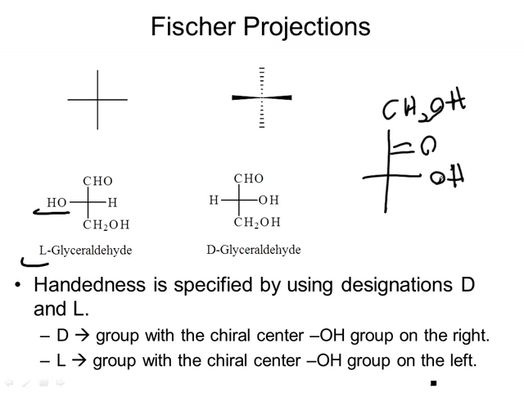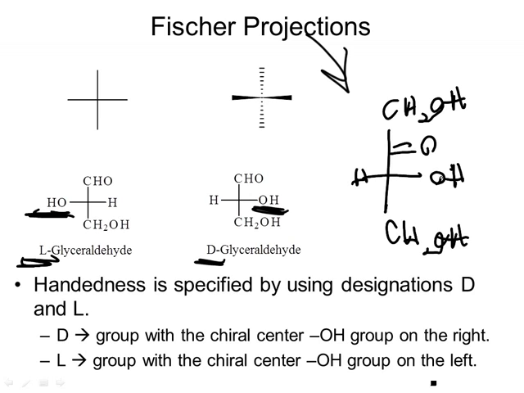And then what we look at is we see that this is going to the left over here, right? So that's the L. If it's going to the right, it's D. D is Greek for dextra, meaning right, right-handed, dexterous. This one I've drawn over here would be a D enantiomer, right? Because here's the chiral center. The hydroxyl group is going to the right. So that is a D designation.